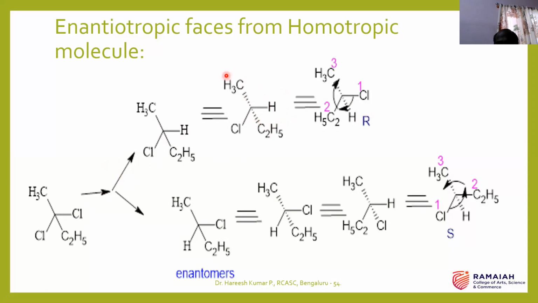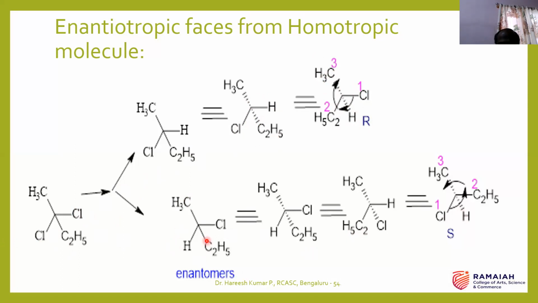Then you have to keep this as such and move this compound. So this Cl is coming over here, H will come over here, and C2H5. So then you can assign. This is the first priority, this one will be the second priority, and this one will be the third priority. Then the movement is in a clockwise direction. That is the reason this is called R. So if you are replacing this Cl, you will end up with R. If you are replacing this Cl with hydrogen, you will end up with the S configuration.